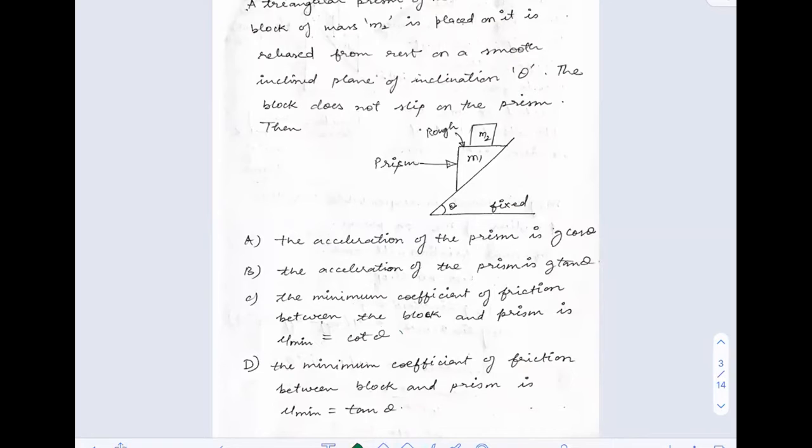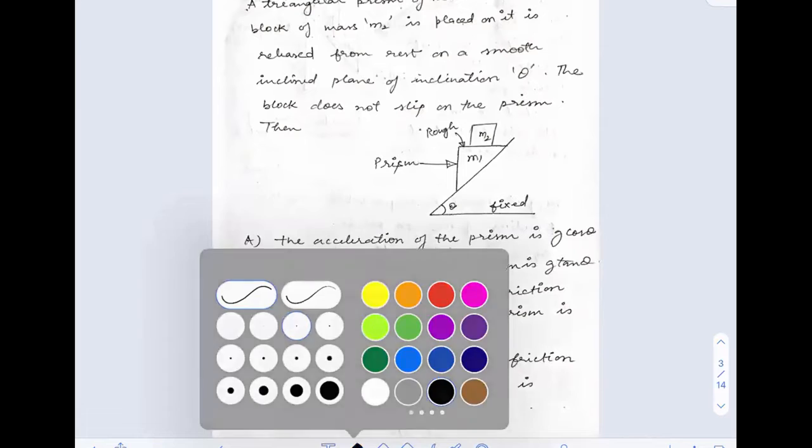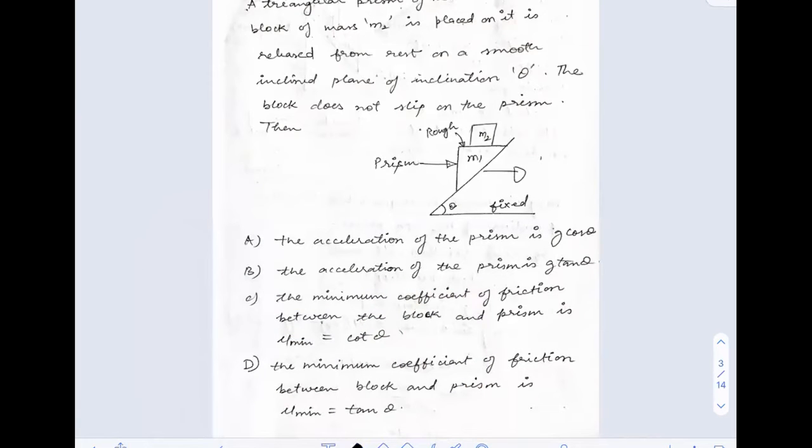See, I'll summarize what this question is actually saying. You have an inclined plane which is fixed, and on that plane, you have a prism of mass m1. On that prism, you have a block kept of mass m2. Now, in this case, this surface is smooth. This surface is rough. Now you have to calculate the acceleration and the value of friction.